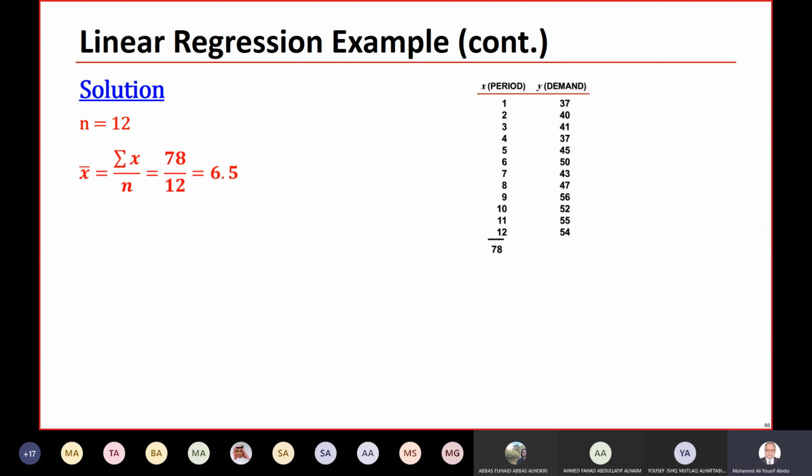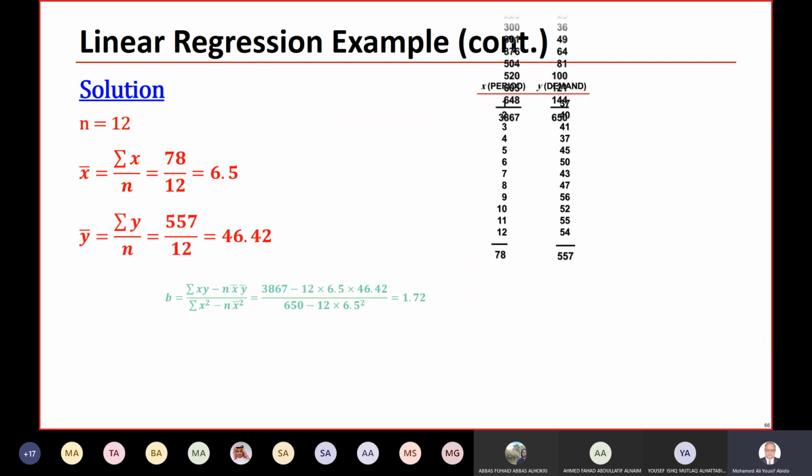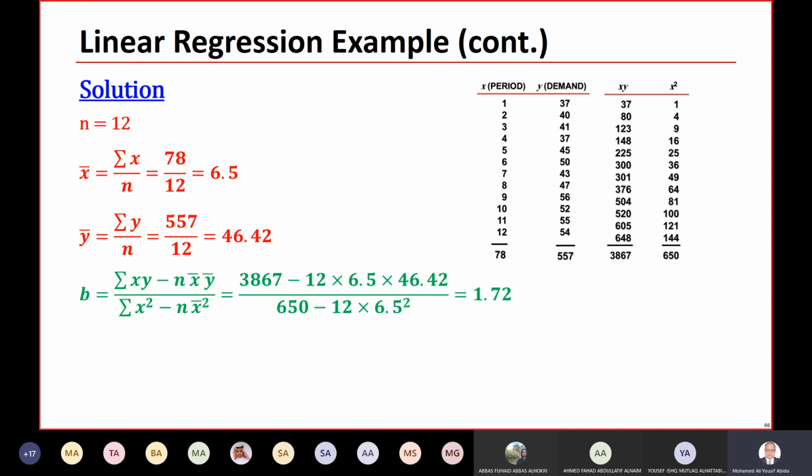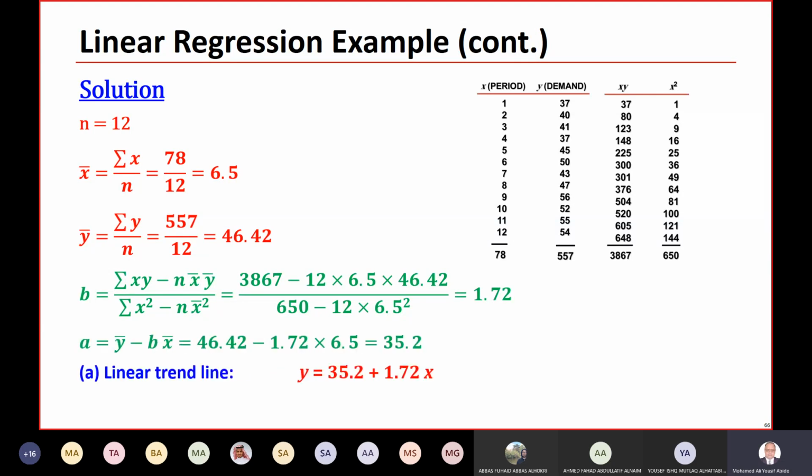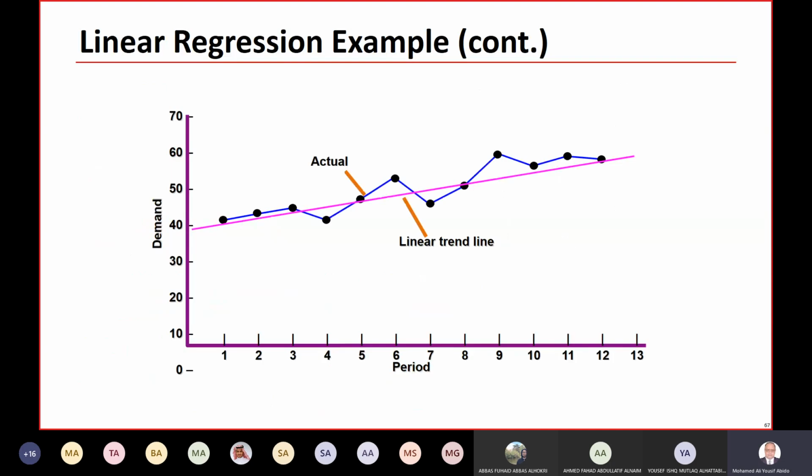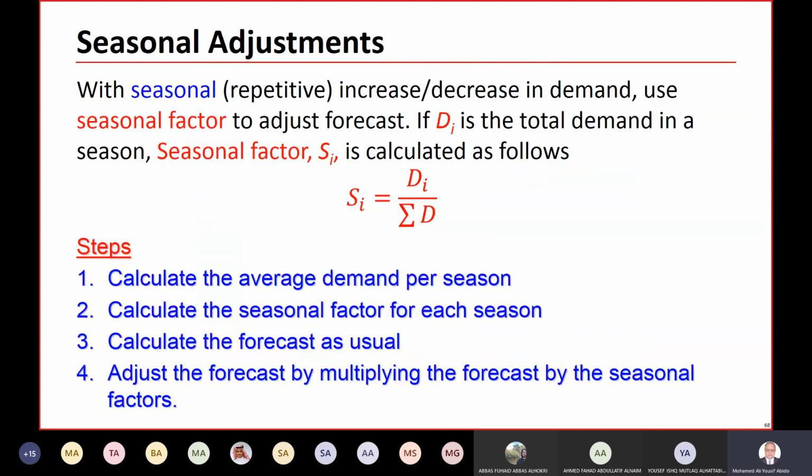You have here the average of x, the average of y, and then you can get xy and x square, and you can sum them up, and you can get b, and then you can get a, and then you can have the straight line equation. At any period, you can just substitute by x equal to the period number 13, for example, and then you can get the forecast. Okay, so this is the linear regression.